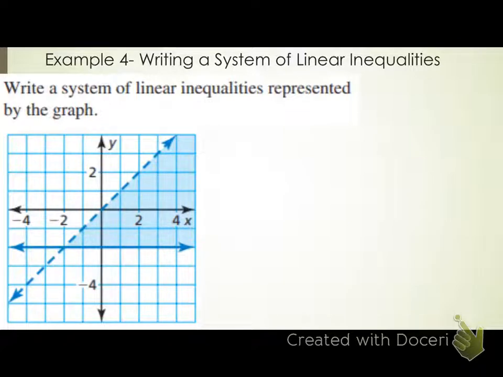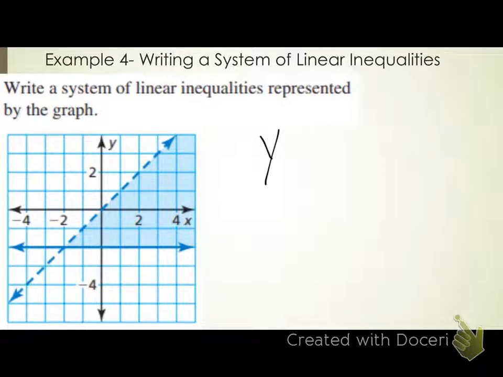Do you guys want to start with the dashed line or the solid line? Dashed, I heard dashed first. Is the dashed line horizontal? No, so it's not going to be y equals some number, is it? Is it vertical? No, so it's not going to be x equals some number, is it? It's going to have a slope, it's going to have a y-intercept, it's going to have y and x in it.